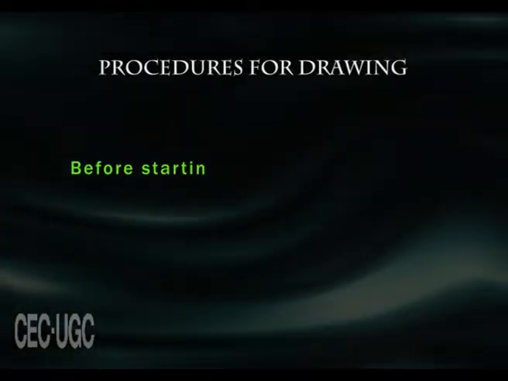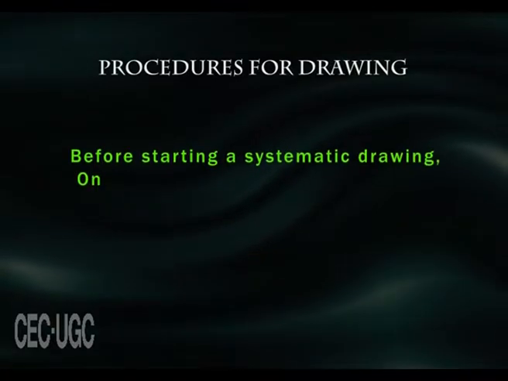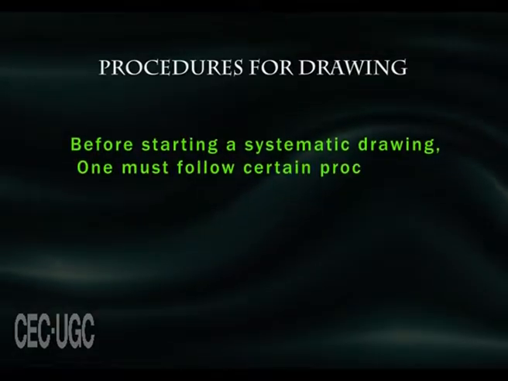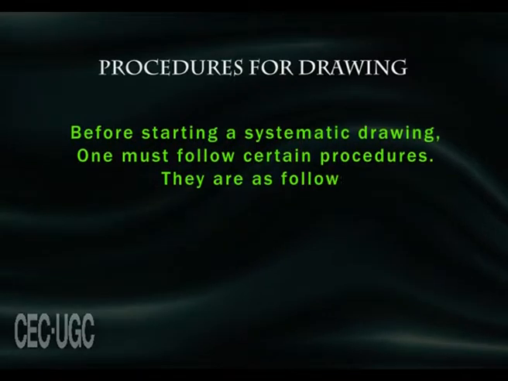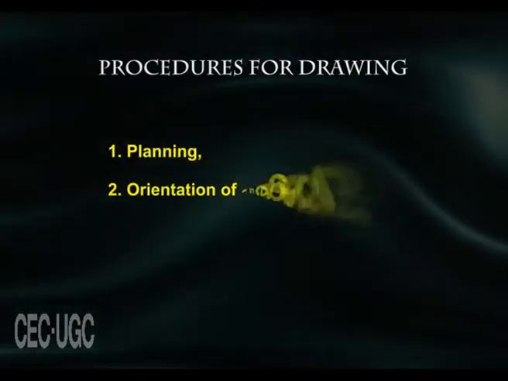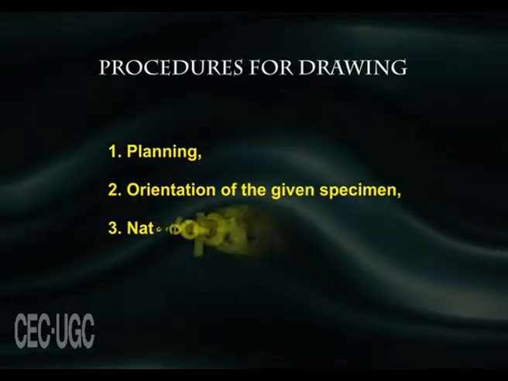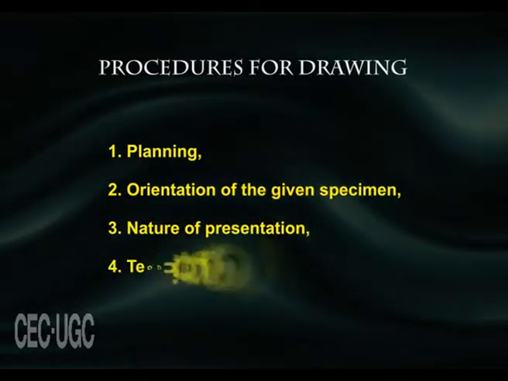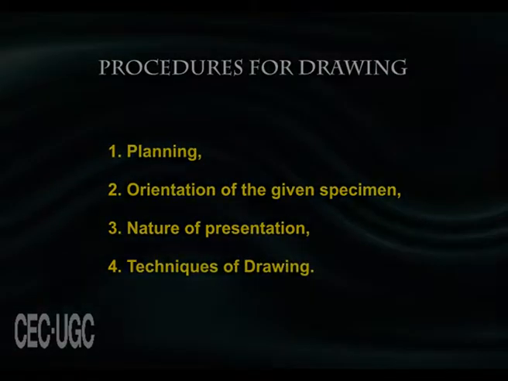Before starting a systematic drawing, one must follow certain procedures. They are as follows. Number 1, planning. Number 2, orientation of the given specimen. Number 3, the nature of presentation. And lastly, the techniques of drawing.